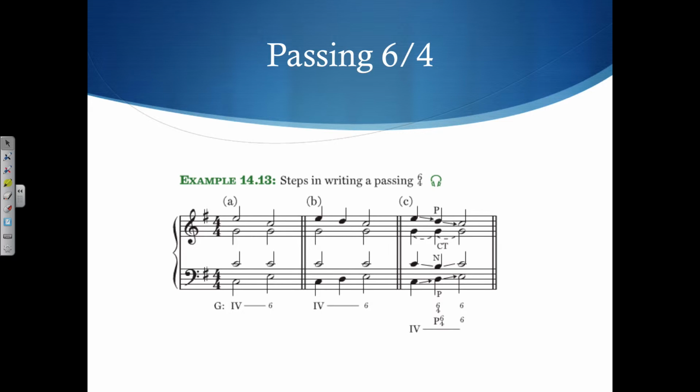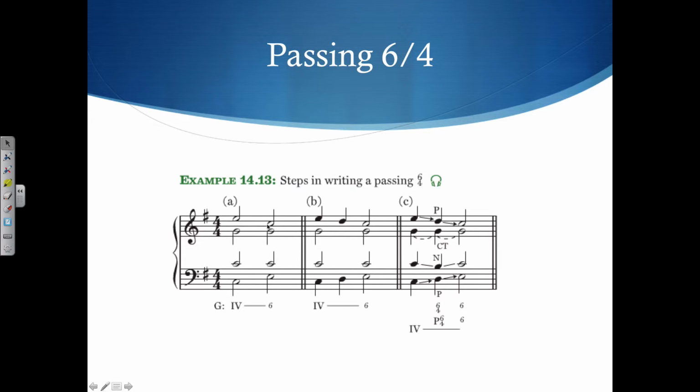One way to practice writing a passing 6-4 is, of course, to write the 2 chords that chord is going to connect. In this case, this is in G major. We have a 4 chord that moves to its first inversion. The harmony doesn't change, right? Meaning that the function is still a 4 chord and the root is still C. So we're going to see how we can pass this chord to this chord in stepwise motion.